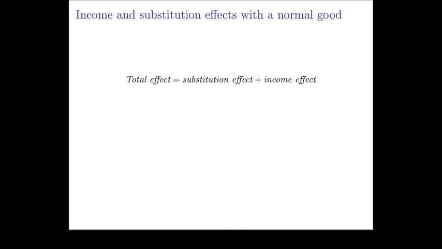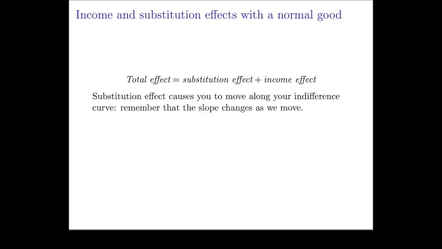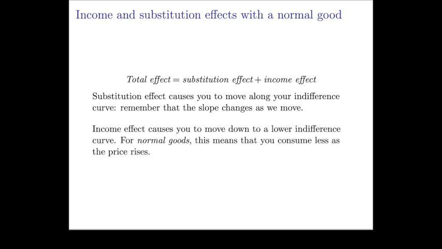So the total effect is equal to the substitution effect plus the income effect. What the substitution effect does is to cause you to move along the indifference curve that you're already on. And remember, the slope of your indifference curve changes as we move along the indifference curve. So if there's a change in the price, we want to move along your indifference curve so we get to the same slope as the new budget line. The income effect causes you to move to a lower indifference curve.